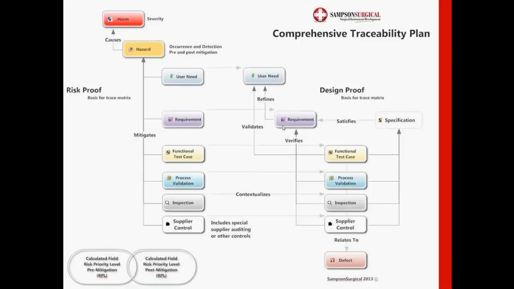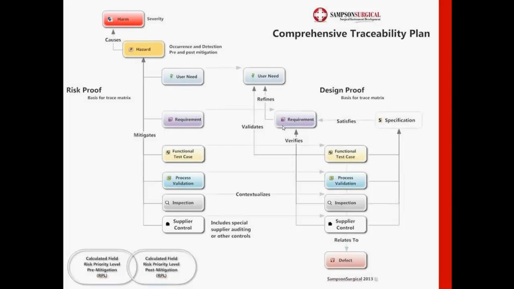But what you end up with is a situation where what you're trying to do in the end is assure that the design works and assure that a harm doesn't occur. And so when you're choosing what that test case is going to be, you really need to put the risk management on top of it to contextualize the V&V test, so you don't end up doing all these tests twice to satisfy both your risk proof and your design proof.